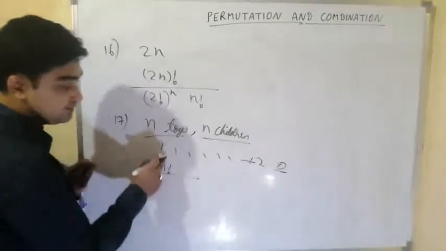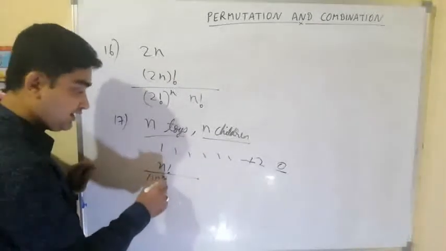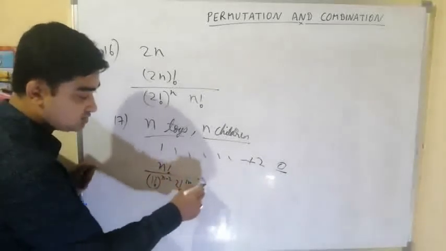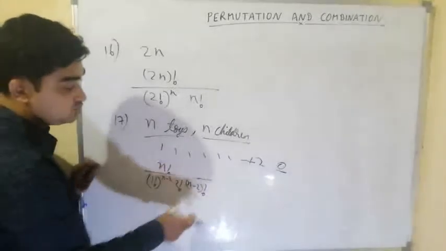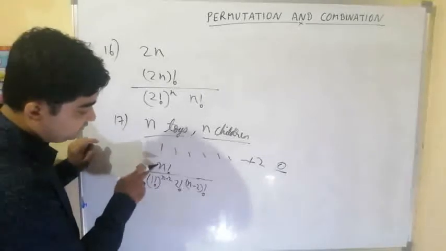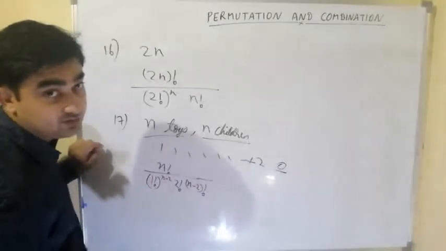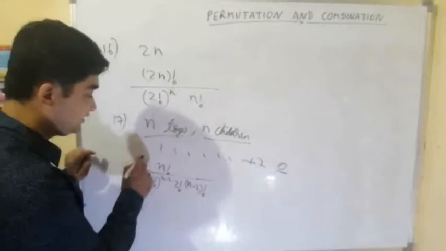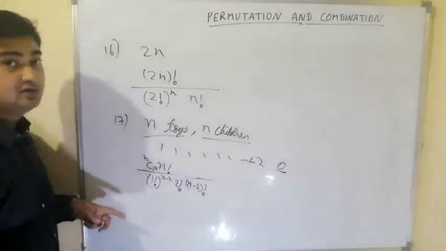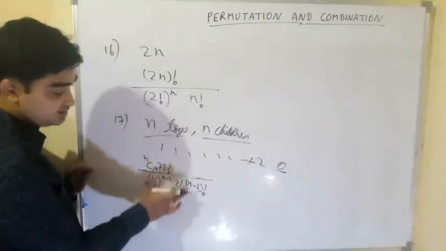n factorial divided by 1 factorial into 1 factorial into 1 factorial, so 1 factorial power n minus 2, into 2 factorial, into n minus 2 factorial, because the size of n minus 2 groups is the same. This is the division into groups. But which child to leave, which child we do not want to give a toy, we can select in nC1 ways. Out of the available n children, select one child that we do not want to give any toy.